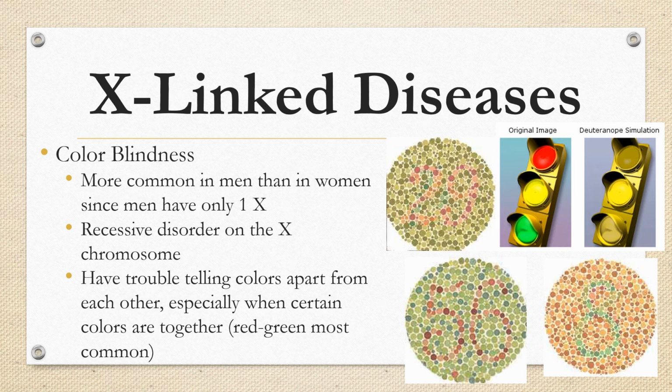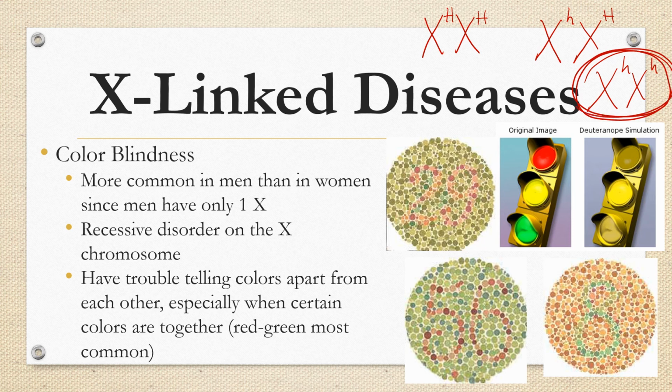Another X-linked disease is color blindness. So because it's X-linked, it's going to be more common in men than women. So if you are a woman and you have 2 X chromosomes, you can have the healthy version of the color seeing gene, or you might have an unhealthy and a healthy version, or you can have 2 unhealthy versions. Only when you have 2 X's with the colorblind gene will you be colorblind yourself.